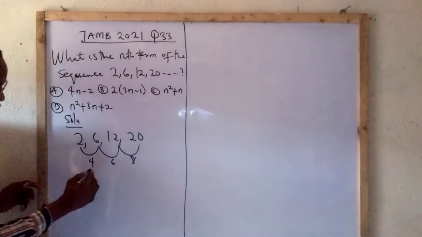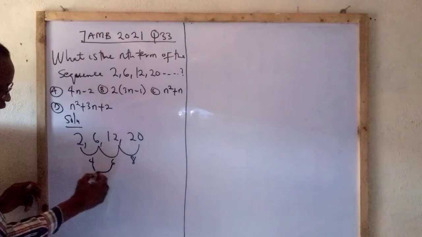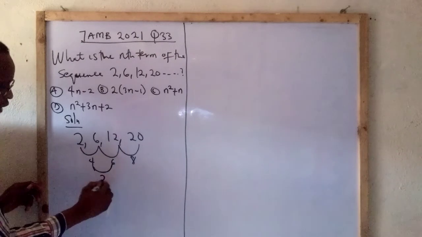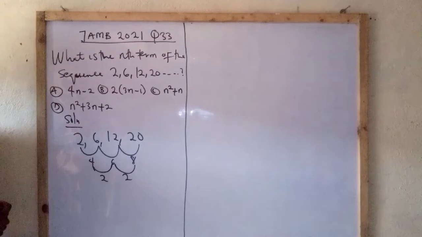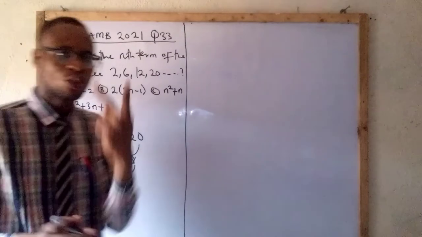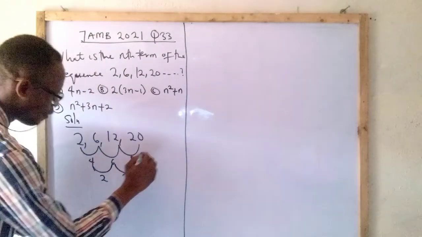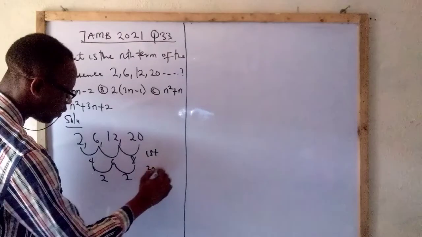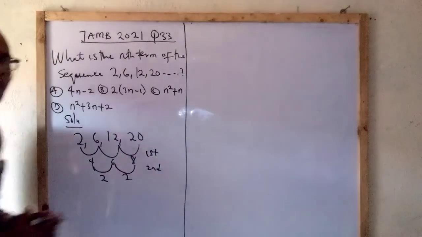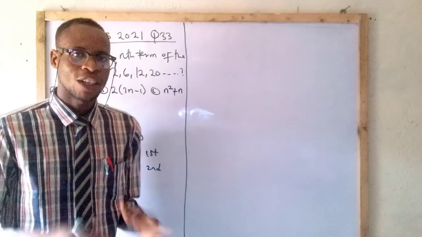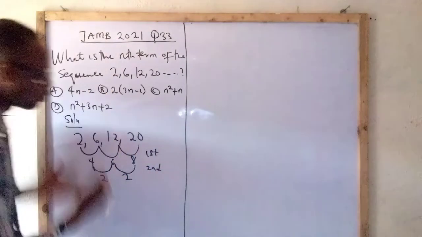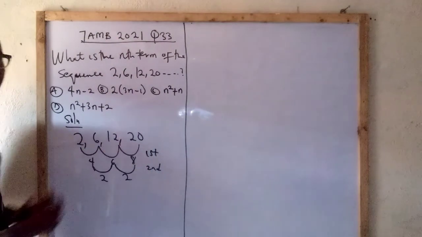Now, if I continue by subtracting this from this, I'll have 2. The same thing here, I'll have 2. So I have the same term. So how many steps did I move? I moved twice. So that means I'm moving the first time and I'm moving the second time. The steps involved here is simply a quadratic expression. That is why I'm going to be applying a quadratic expression to solve this question, because I moved twice here.